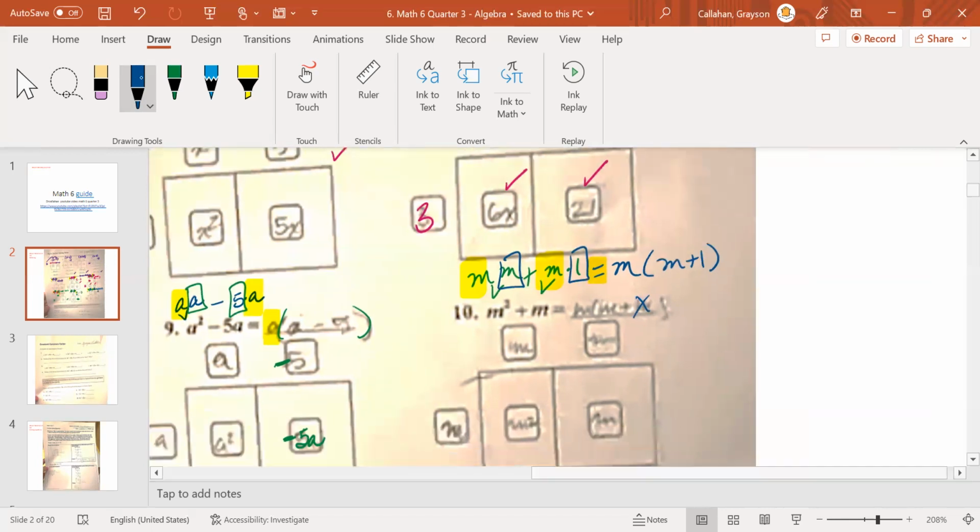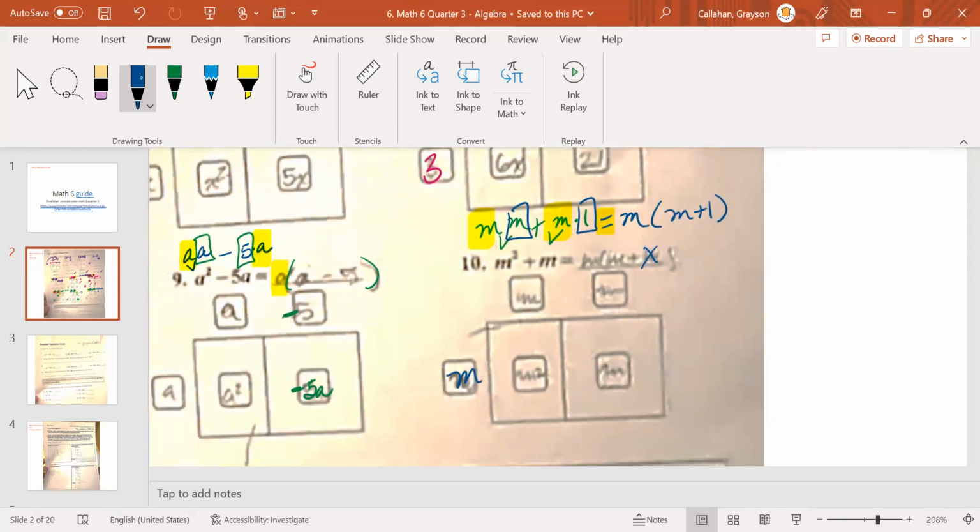So change that. So m times m is m squared, right? M times 1 is m. So that has to be a 1. So be careful with what you wrote. I think this part and this part is wrong, the part that I circled. Check with your work. Do you see how that's wrong? No, that one was correct.